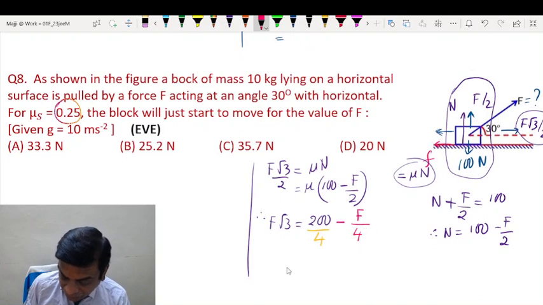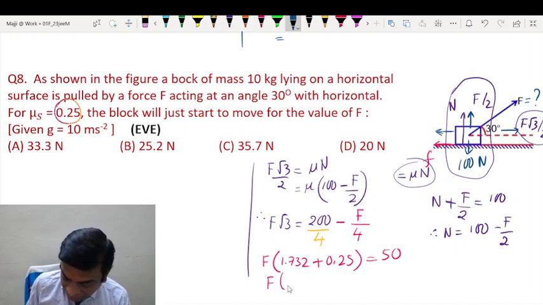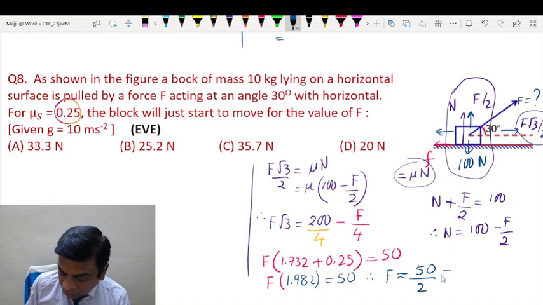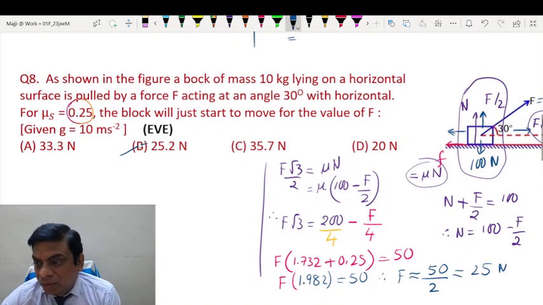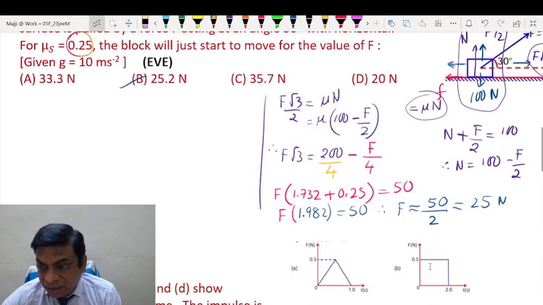Okay. So we have F into root 3, which is 1.732, plus 0.25, that is 1 by 4, is equal to 50. So F into this will be 1.982, okay, which approximately can be taken as 2. So F is 50 by 2, which is around 25 Newton. So B option is the correct option. I hope that is clear.